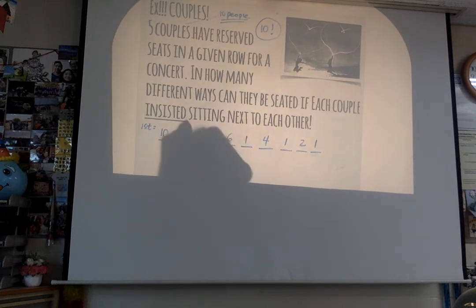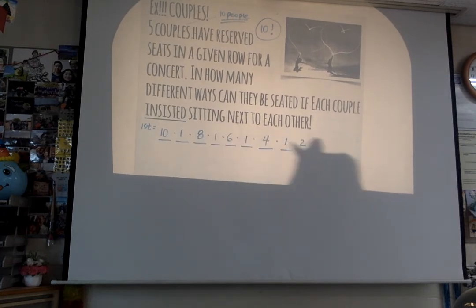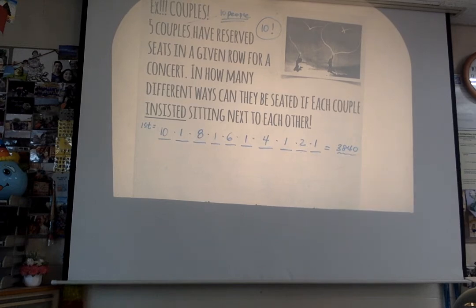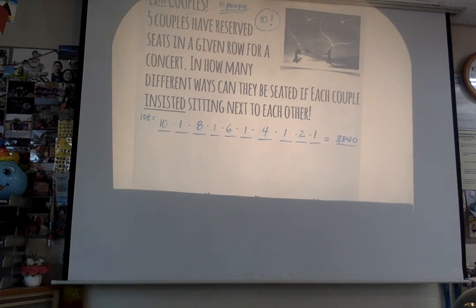Now, if this is really difficult for you to understand, I'm going to show you a different method, which I like better. Okay? That's 3,840 different ways. Can you believe it, you guys? There's 3,840 different ways that 5 couples can sit in a given row. That's incredible, right? It's pretty cool. Okay, let's do it this way. I like to do it this way too.